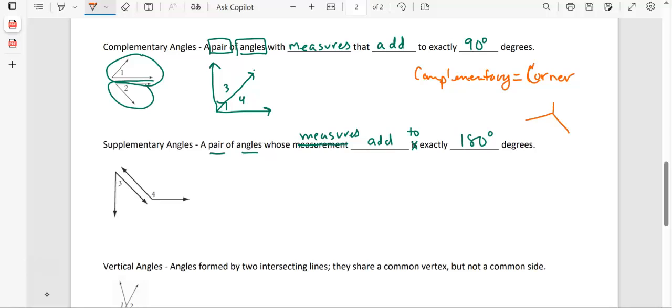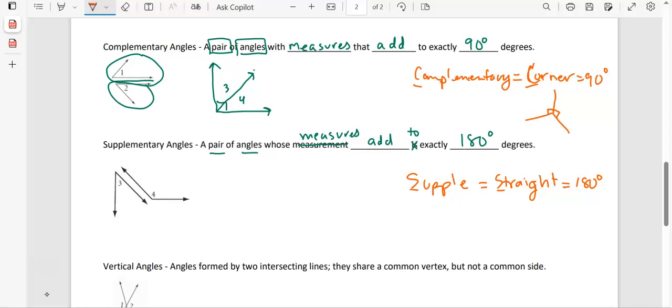Think about the corner of a room. We've got some 90-degree angles. Complementary, corner, 90 degrees. And then for supplementary, I think supplementary, straight, and straight is 180 degrees. So supplementary, straight, 180 degrees.